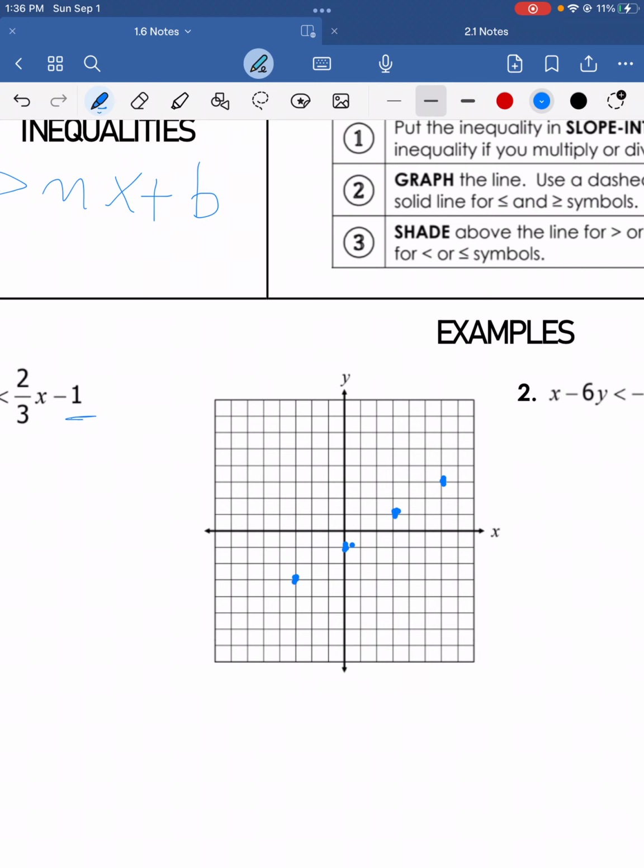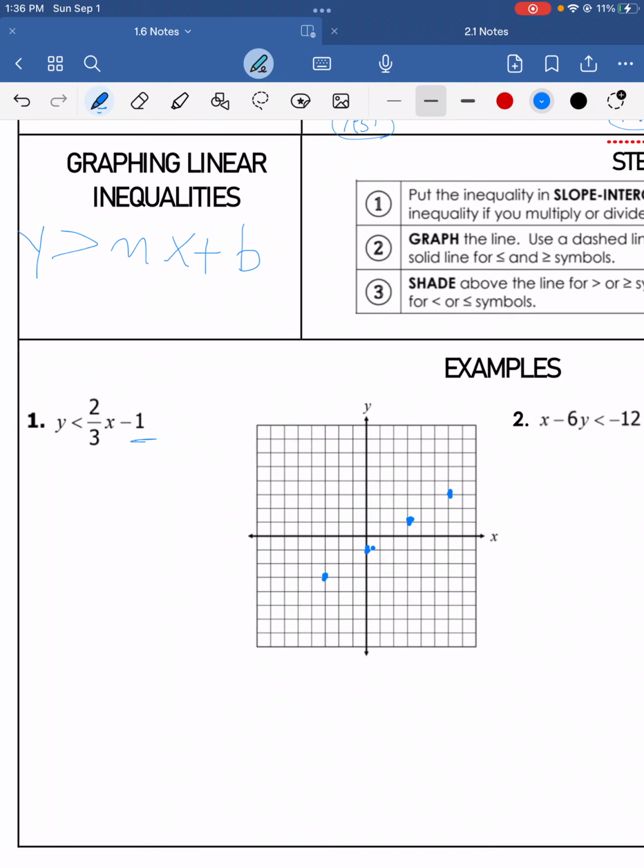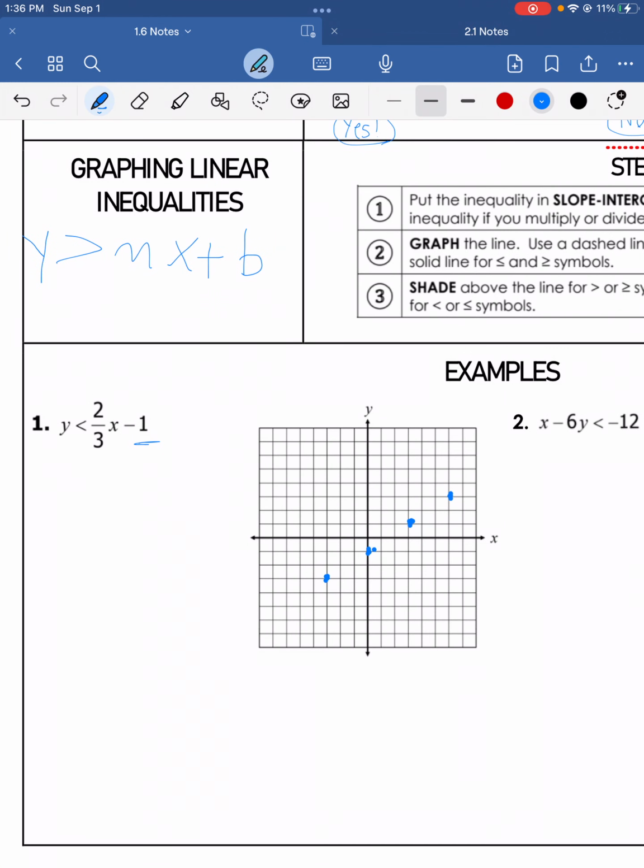Now we're going to connect our dots with a dashed line. We're not going to do a solid line because it's not equal to, it's just less than. So if it's less than or greater than, it's always going to be a dashed line. So I'm going to try my best to draw a dashed line on here, if it lets me.